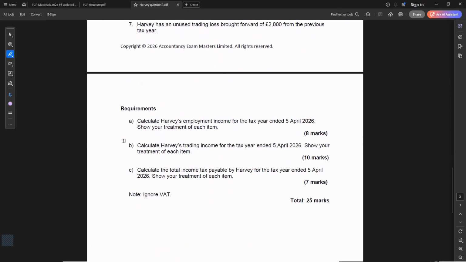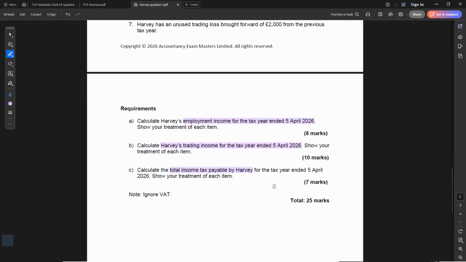So the requirements. We have 3 requirements here. Requirement A, calculate Harvey's employment income for the tax year ended 5th of April 26. Show your treatment of each item, and that's worth 8 marks. And then part B, calculate Harvey's trading income for the tax year ended 5th of April 26. Show your treatment of each item, and that's worth 10 marks. And then part C, calculate the total income tax payable by Harvey for the tax year ended 5th of April 26. Show your treatment of each item.